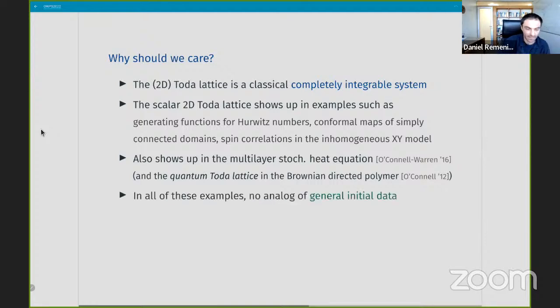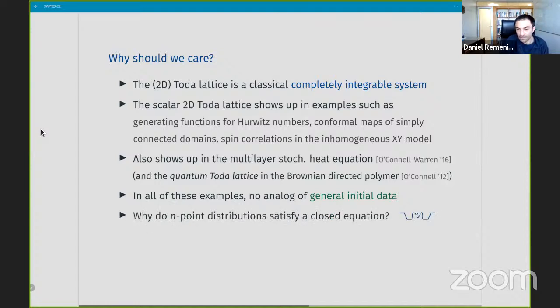But something I should say is that in all those examples, there's really no analog at all of general initial data. So for instance, in the O'Connell-Warren paper, the context is very different, but you can't really change the initial condition. There's one model with one equation, and there's not this family of solutions of the equation which have this physical meaning. When you change the solution, it means you change the initial condition. So in that sense, this is new.